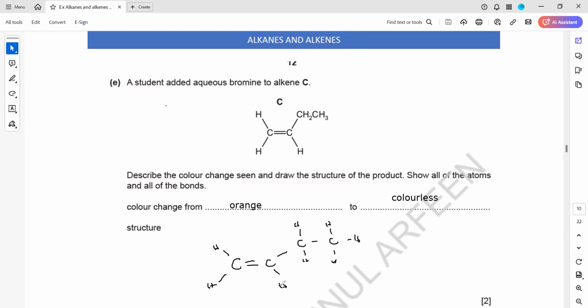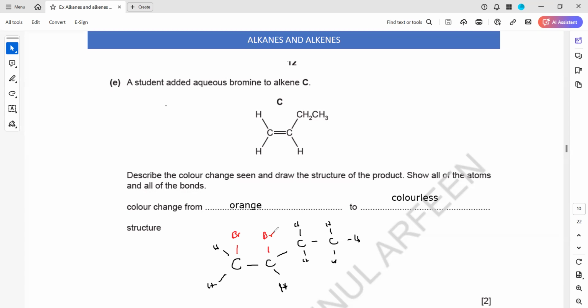So when alkene reacts, the double bond will break. So we draw the same structure, but the double bond should not be there. And then what will happen? The bromine is added to each carbon. So this will be Br. This will also be Br.